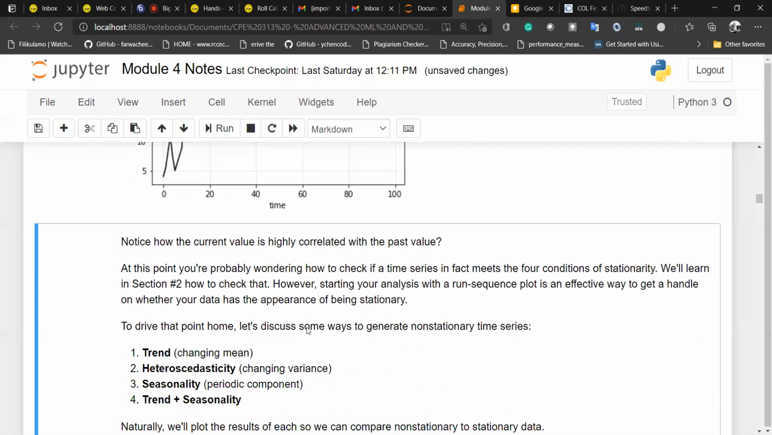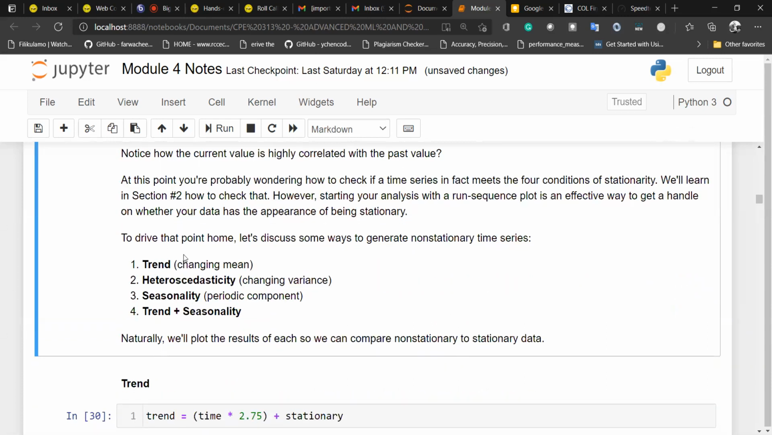So we're only doing section 1 for now. However, starting your analysis with the run sequence plot is an effective way to get a handle on whether your data has the appearance of being stationary. To drive that point home, let's discuss some ways to generate non-stationary time series.